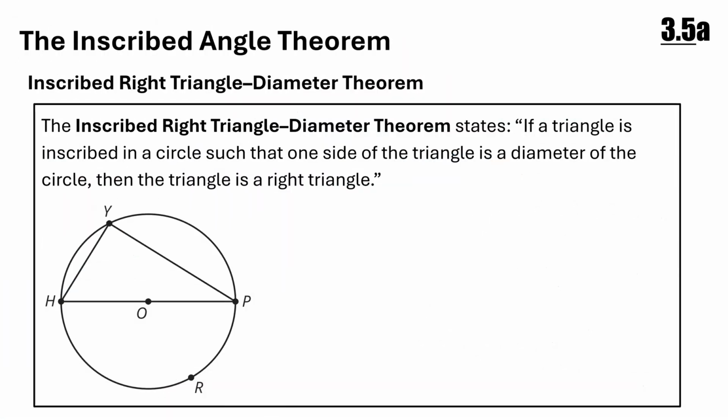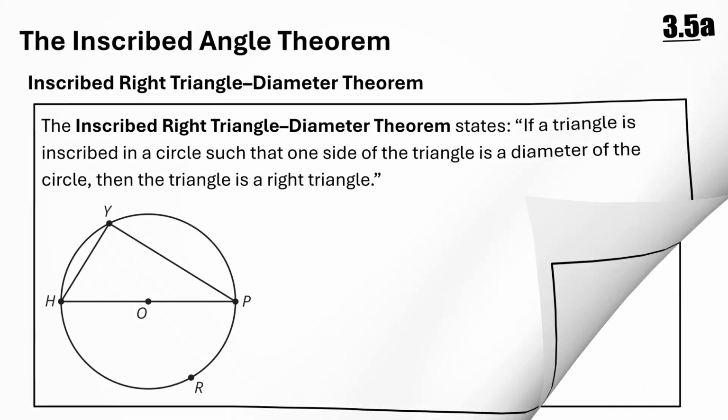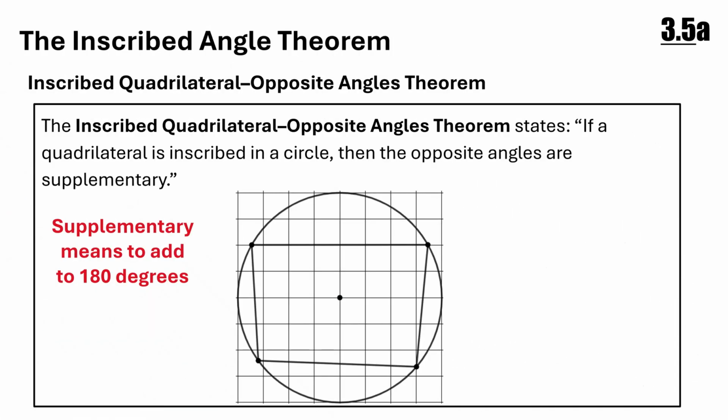The inscribed right triangle diameter theorem states, if a triangle is inscribed in a circle such that one side of the triangle is the diameter of the circle, then the triangle is a right triangle. The inscribed quadrilateral opposite angles theorem states, if a quadrilateral is inscribed in a circle, then the opposite angles are supplementary.